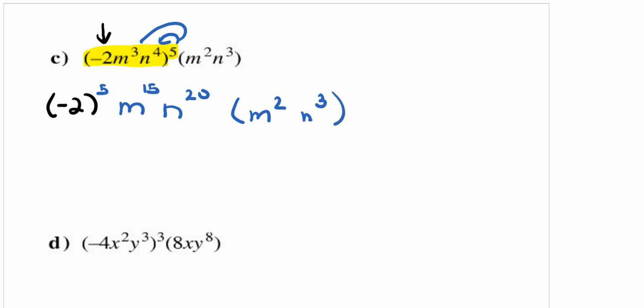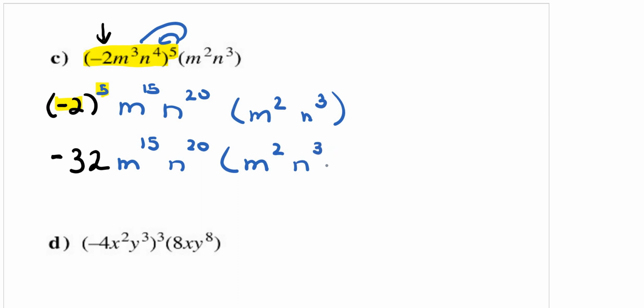All right, let's think about what is negative 2 to the power of 5. This is a calculation that you need to do mentally. That's the same thing as negative 2 times negative 2 times negative 2 times negative 2 times negative 2, so that's going to be negative 32. And then we have m to the power of 15, n to the power of 20, and we're going to multiply that by m to the power of 2 and n to the power of 3.